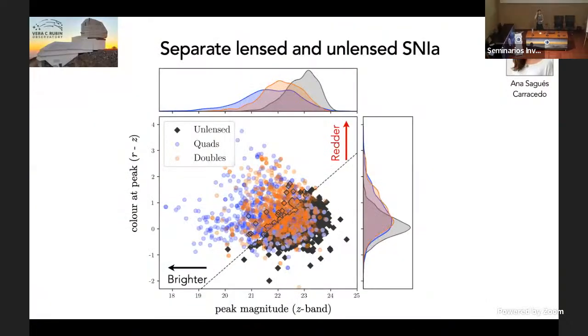We also looked at how to separate lensed and unlensed type 1a supernovae. And we did this based on their peak magnitude and their colors. And here you can see that you can obtain a partial separation because lensed type 1a supernovae are brighter and redder than unlensed type 1a supernovae. So even though you will see them both out to high redshift with LSST, lensed supernovae will appear redder for that certain redshift.